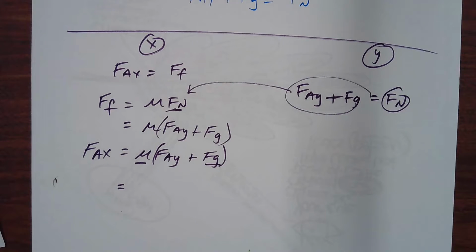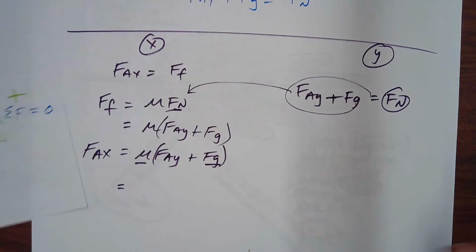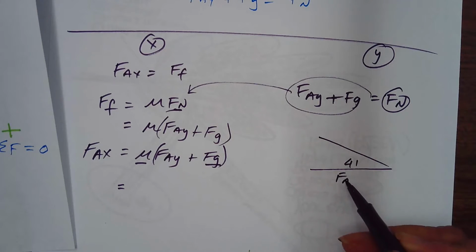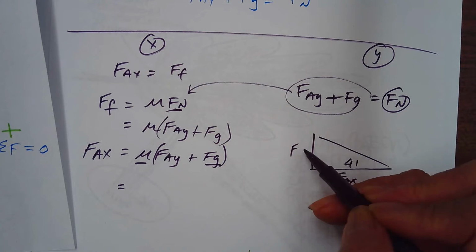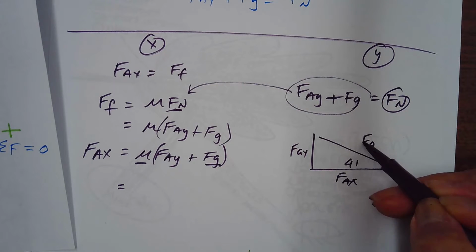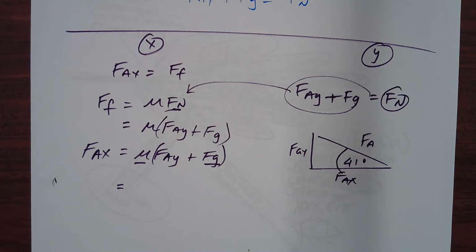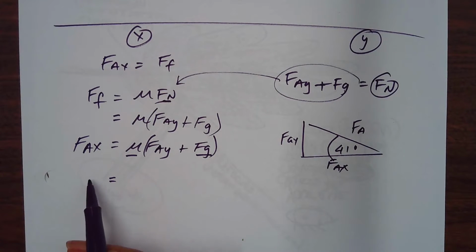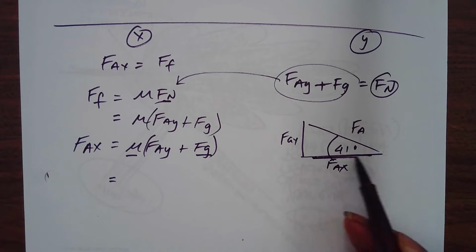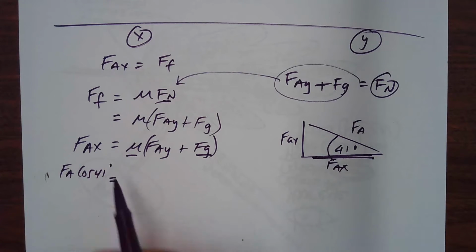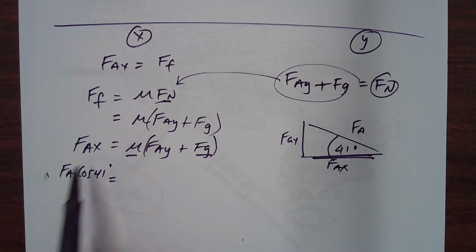So how do we find the Fax from our triangle? I'm going to redraw it here so you can see it. 41 degrees. Fax, Fay, Fa. Okay, so Fax is right here. We have a 41 degree triangle. Let's do some trigonometry. Okay, so what's Fax? This one right here. Fa cos of 41. Is that okay? Vectors, right? Fa cos of 41 is Fax.